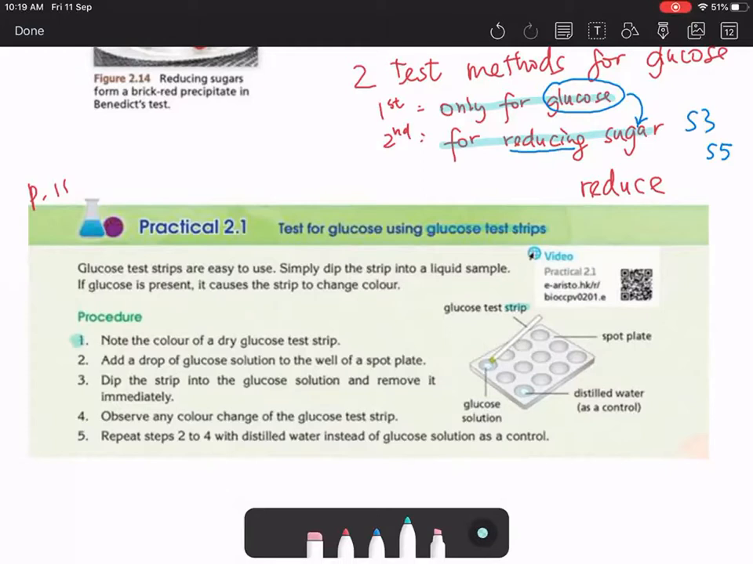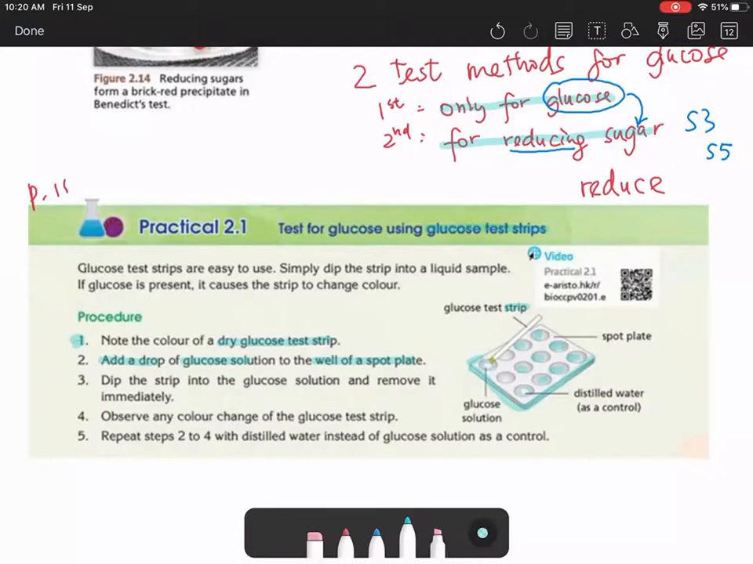Number 1, note the color of dry glucose test strips. Later I will show you. Next, add a drop of glucose solution to a well of a spot plate. The spot plate is shown here. There are many different wells. A well is a place that curves downwards. It forms a space that can hold some liquid. These are wells.